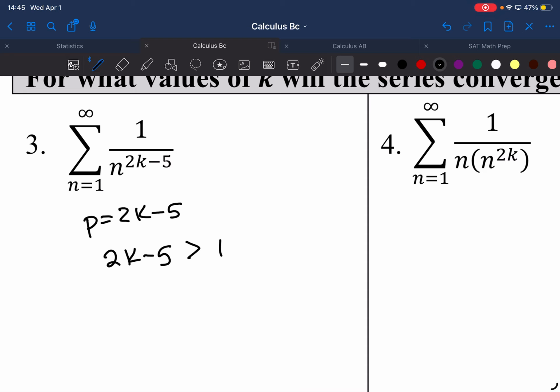Okay, so the rest is just algebra. So I add 5 to the other side. I get 2k is greater than 6. Divide by 2. I get k is greater than 3. So that means for all values k greater than 3, this series will converge.